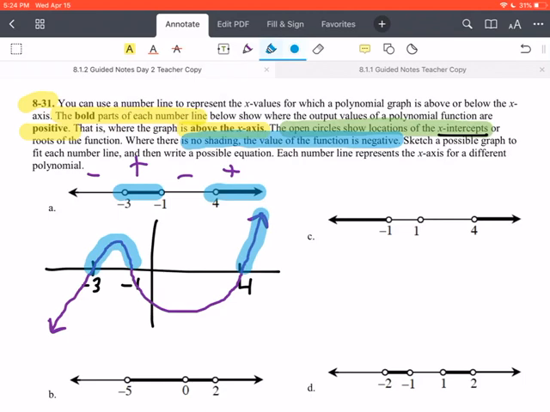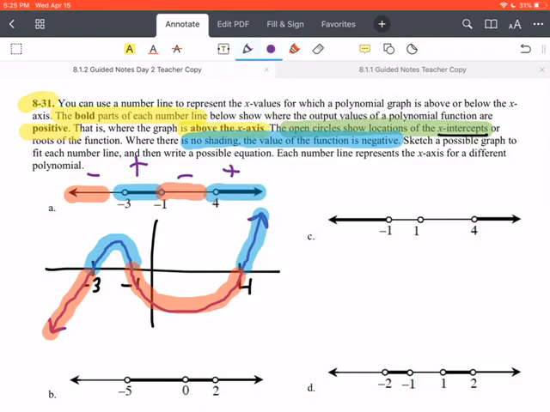Everything else is below. All right, so if we're color coding, maybe we represent negative with green. Actually, let's do negative with red because that's a common color that we associate negative with. Okay, so then the negative regions are going to be below the x-axis.